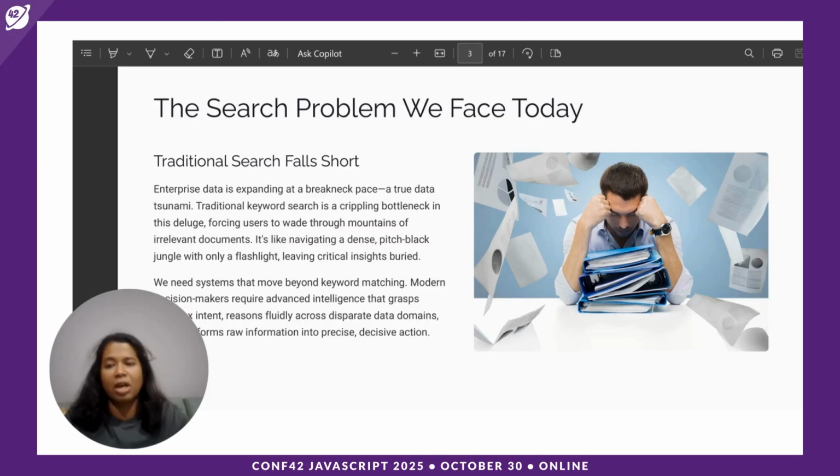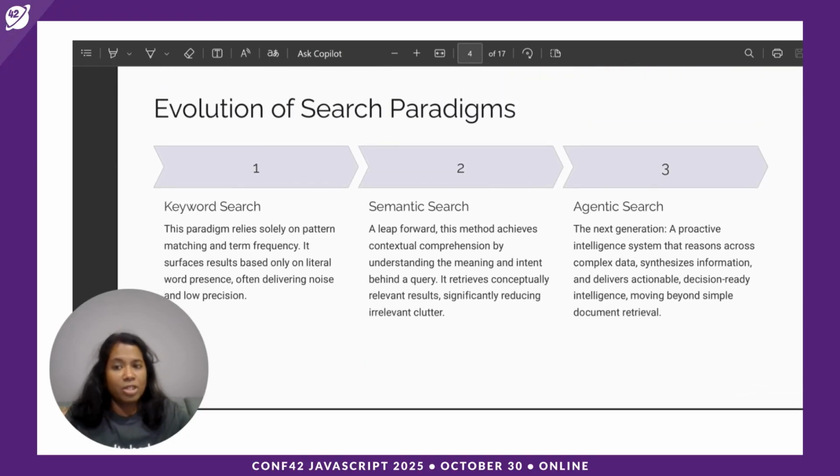Let's talk a little bit briefly about evolution of search paradigms. The first one is keyword search. Keyword search operates, like we spoke about, on lexical pattern matching and term frequency analysis. This approach delivers documents based solely on literal word presence, often producing high volumes of irrelevant results with very limited precision. The second generation is semantic search. Semantic search represents a significant advancement, achieving contextual comprehension through natural language understanding. These systems interpret meaning and intent, retrieving conceptually relevant results with substantially reduced irrelevance.